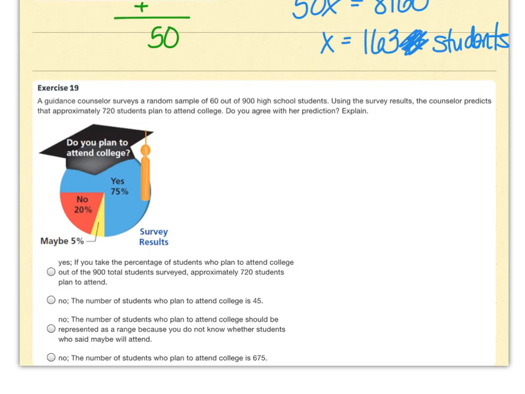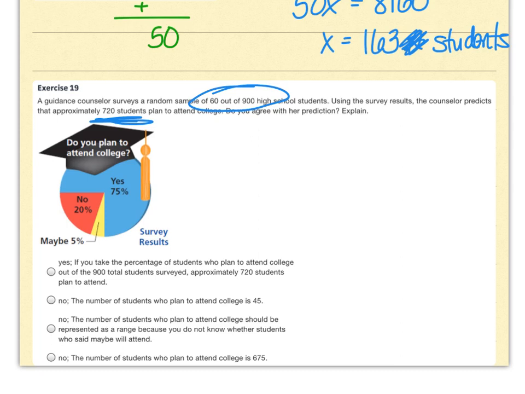Let's finish with a homework problem, number 19 from tonight's homework. It says a guidance counselor surveys a random sample of 60 out of 900 students. Using the survey results, the counselor predicts that approximately 720 students plan to attend college. Do you agree with her? She said 720. Let's figure out if she's right.